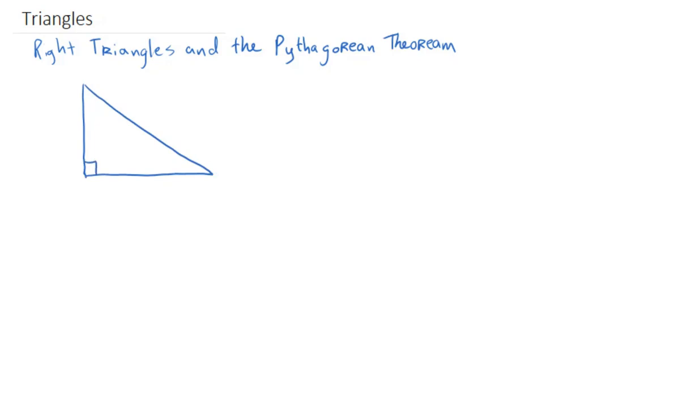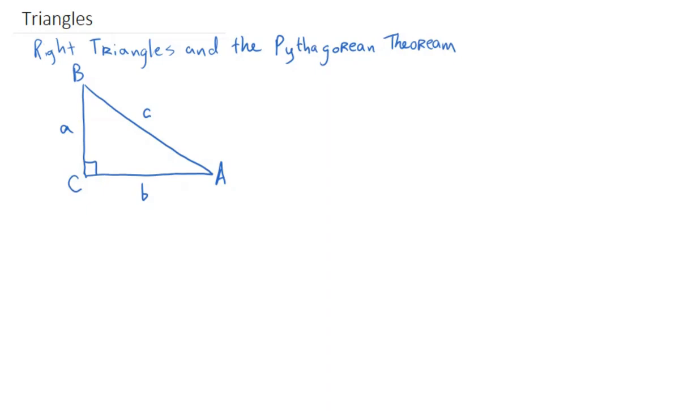Alright, so here we have a right triangle. I know it's a right triangle because I put the little square in the corner, and I'm going to make the sides little a, little b, and little c. And then usually with triangles, we'll name the angles big A, big B, big C. That's not important for what we're doing, but that's just a common practice. So the angle opposite the side, little a, is big A, and so on.